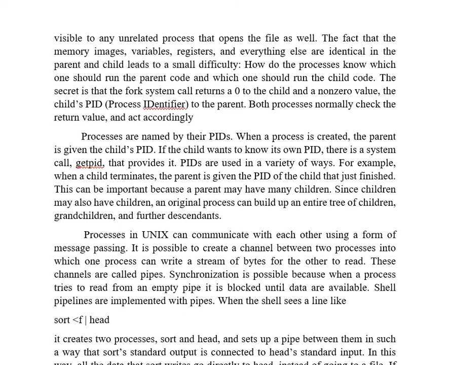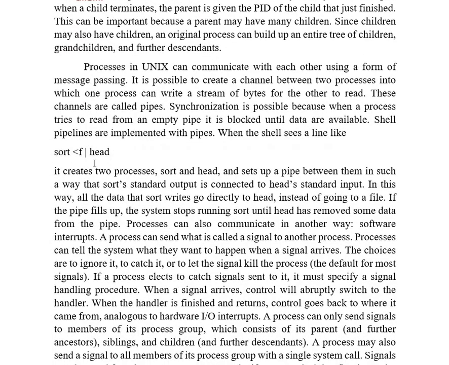When the shell sees a line like sort | head, this is the syntax, it creates two processes, sort and head, and sets up a pipe between them in such a way that sort's output is connected to head's input. In this way, all the data that sort writes go directly to head instead of going into a file. If the pipe fills up, the system stops running sort until head has removed some data from the pipe.